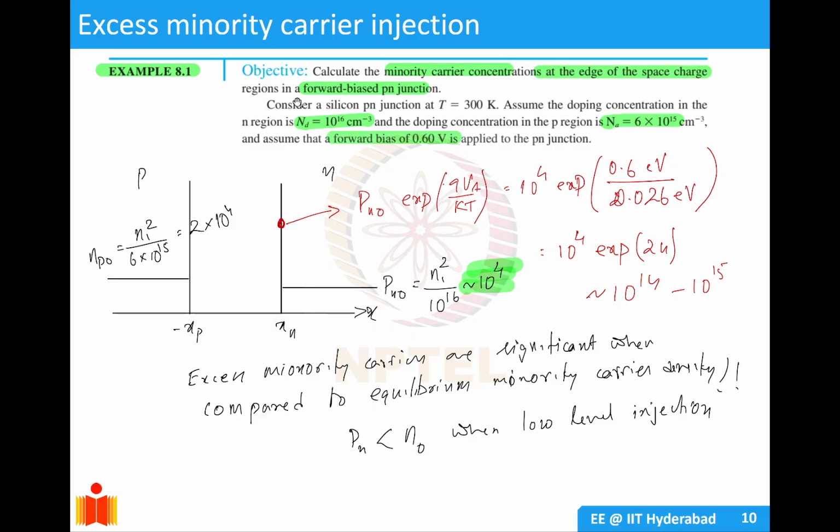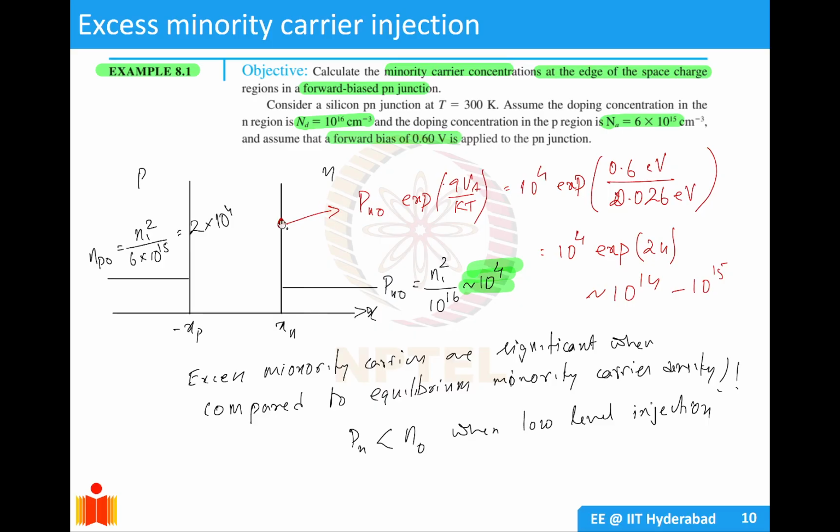So now a question: calculate the minority carrier concentrations at the edge of the space charge regions in a forward biased PN junction. Consider a silicon PN junction at T equals 300 K. Assume doping concentration in the n region Nd equals 10^16, doping concentration in the p region Na equals 6 into 10^15, and assume a forward bias of 0.6 volts.